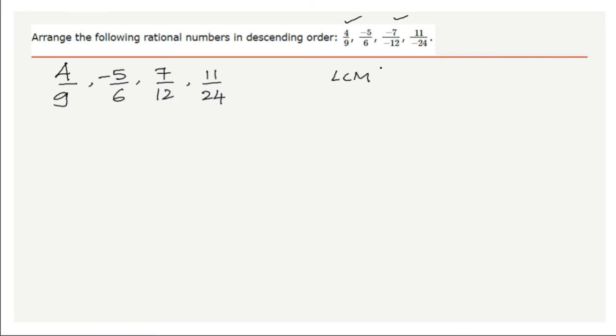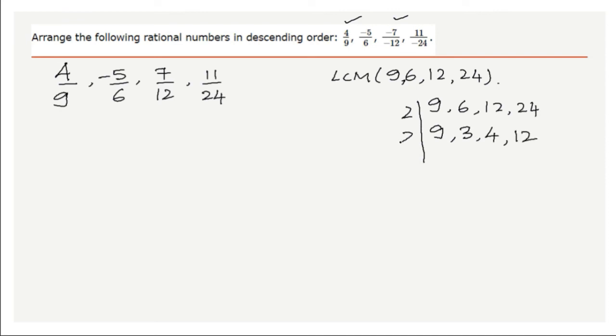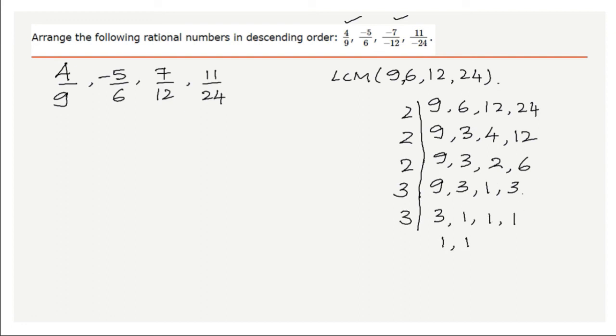So let me find the LCM of 9, 6, 12 and 24. Let us follow the prime factorization method. 9, 6, 12, 24. We need to divide by the least prime number 2. 9 is written as it is, 2 threes are 6, 2 sixes are 12, 2 twelves are 24. Further I divide by 2. 2 twos, 2 sixes. Once again I'll divide by 2. 1, 3. Now consider 3. 3 ones. Now the LCM is 2 multiplied 3 times into 3 multiplied 2 times, which is 8 times 9, 72.